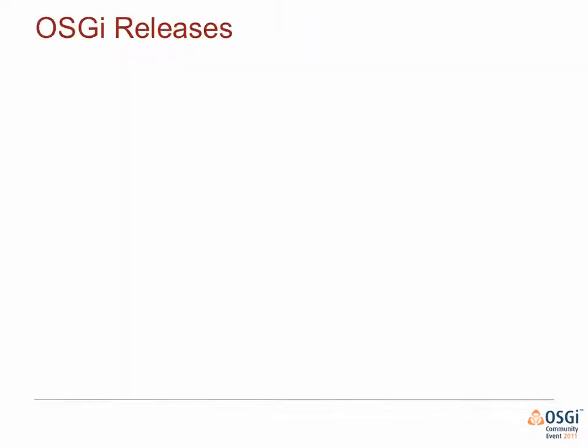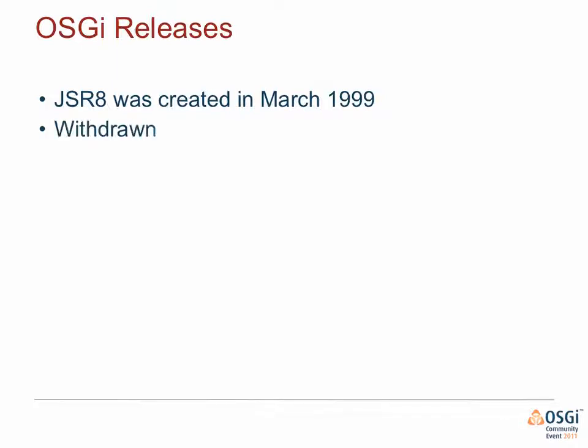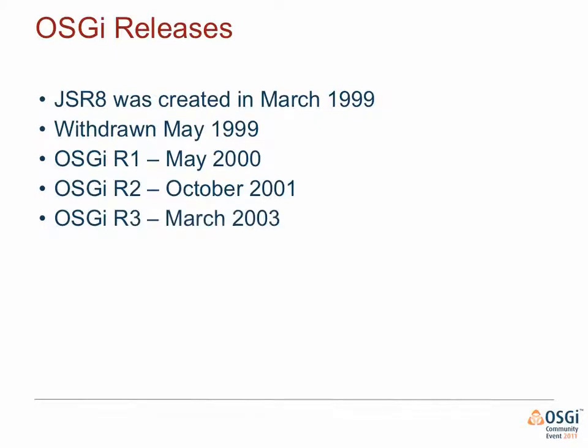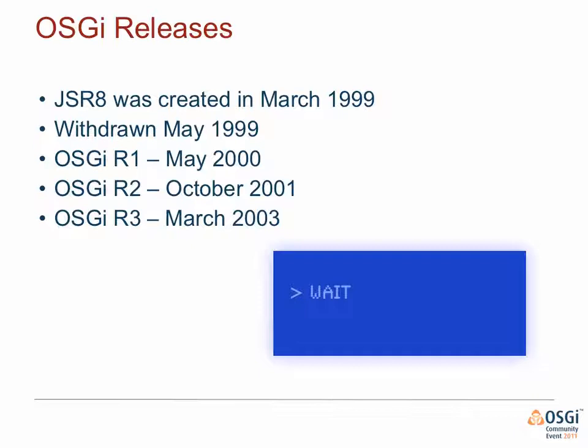Now, it was proposed back in March 99, but it didn't last that long. It was withdrawn in May 1999, for reasons that I'm not entirely clear of. However, what that meant was that OSGi Release 1 came out about a year later in May of 2000, and then OSGi Release 2 about a year later in October 2001. And then since then, we've had OSGi Release 3 in March 2003. And then, not a great deal happened. But what happened next would change the course of OSGi's history.